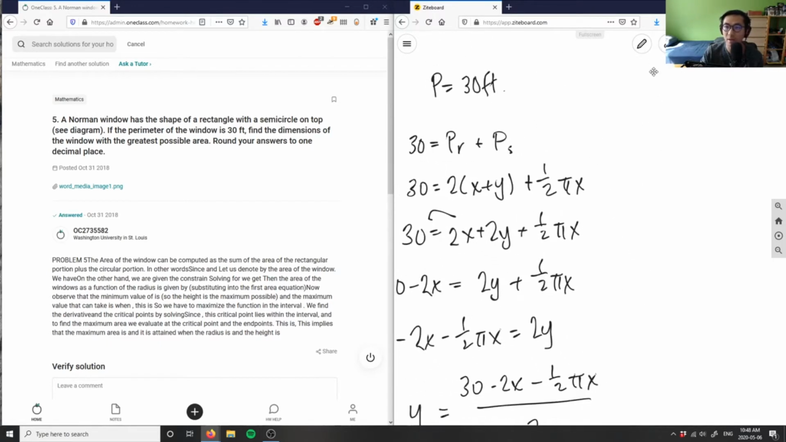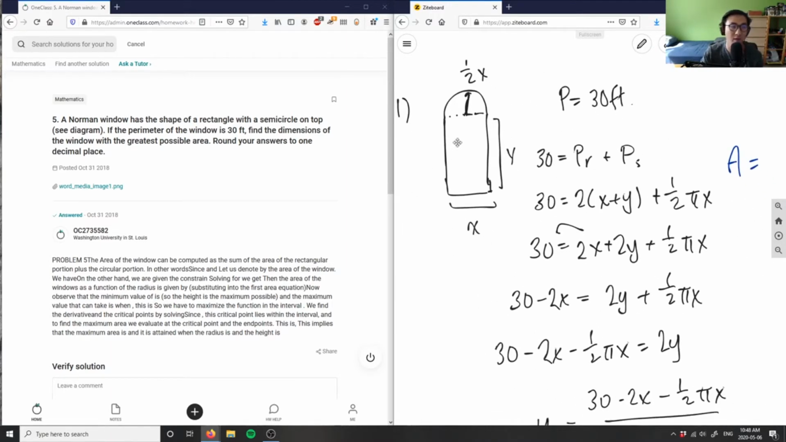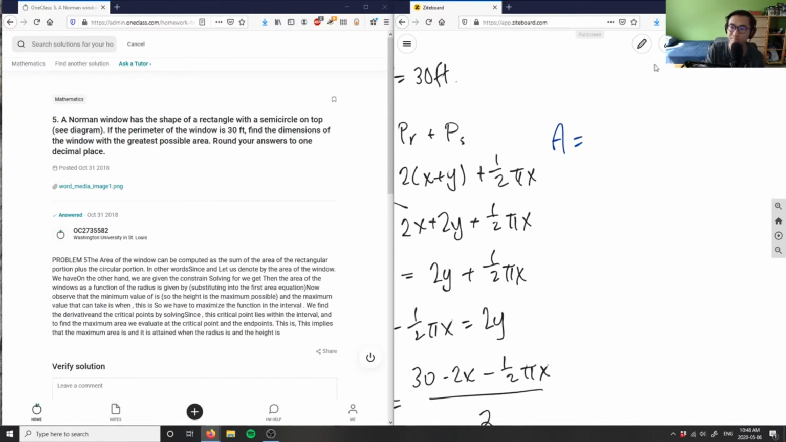Now we have to figure out a formula for area, right? Because that's what we care about, the dimensions with the greatest possible area. So area. So we want area of the total shape, right? So if we want to calculate area of the total shape, again, I have this Norman window here. I have a rectangle and a semicircle. So I care about the area of the rectangle plus the area of the semicircle, right? So area of the rectangle plus the area of a semicircle. And this is, you can say it's area total or total area. But area of rectangle, I know it's length times width. So it's basically just x times y plus area of a semicircle.